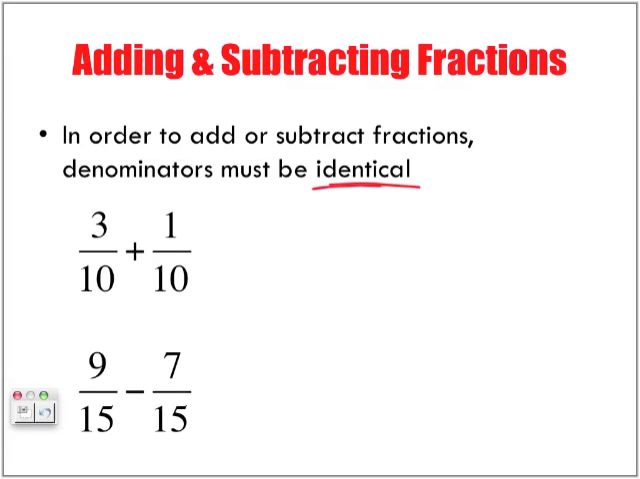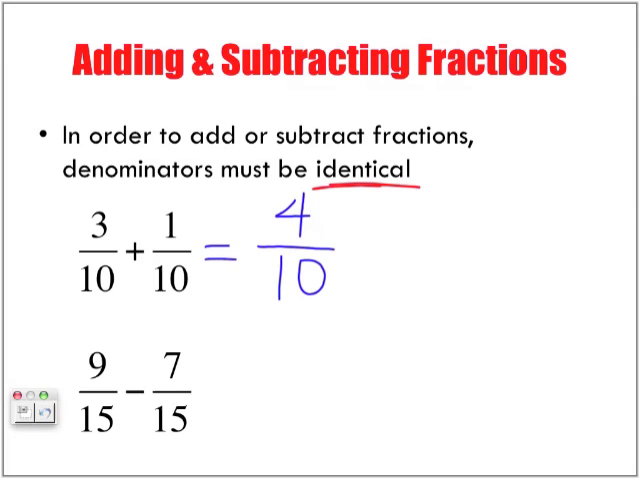But the rule states that when you're adding or even subtracting fractions that have the same denominator, the denominator doesn't change. You don't just add them. The denominator stays the same. All you're doing is adding the numerators. So 3 plus 1 is 4. Now, is that the answer?